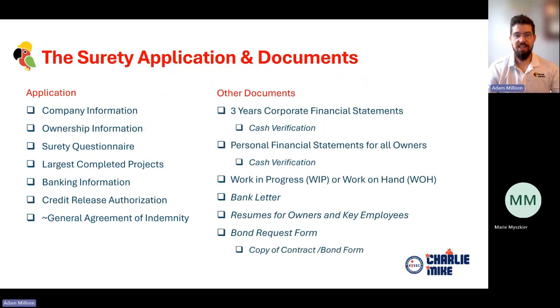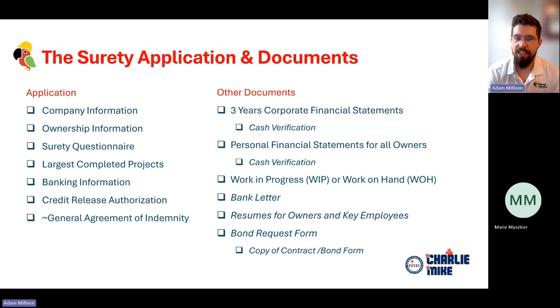And then the documents that go with the application: financial statements, including 3 years of corporate financial statements and personal financial statements for all owners. If there's any large cash positions or stuff like that, your agent might also ask for some cash verification, which is just like a screenshot of your account with a date, the total. Sometimes they may want 1, 2, or 3 from the past few months.